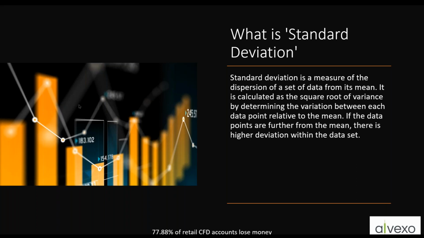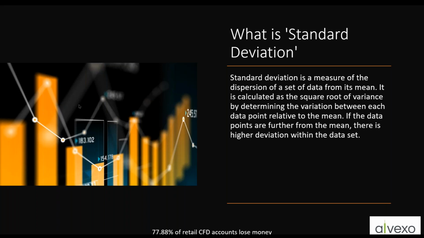It is calculated as the square root of the variance by determining the variation between each data point relative to the mean. So we can calculate how far the open was from the moving average, how far the close was from the moving average, how far the high was from the moving average, how far the low was from the moving average, and then put them together into a formula to get the variation or the difference between each one of those, and then take a square root of that. What do we have?